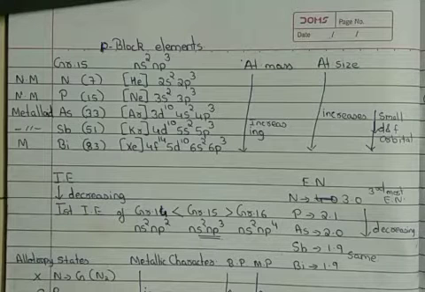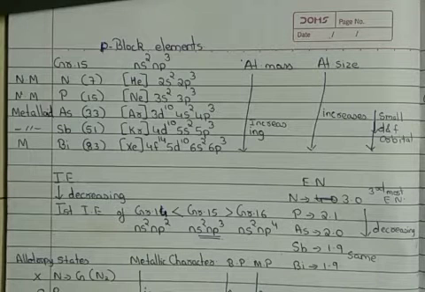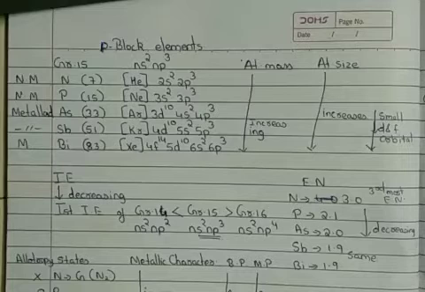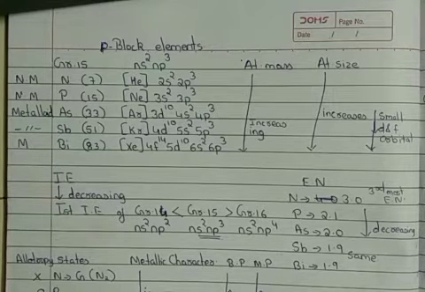Because in all these elements the last electron or the valence electron enters into p orbital of valence shell. In this we have one exception, that is helium, which is a member of p block, but in this the valence electron does not enter into p orbital because it simply has two electrons having a configuration 1s2.